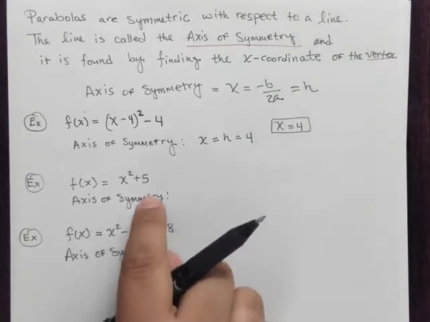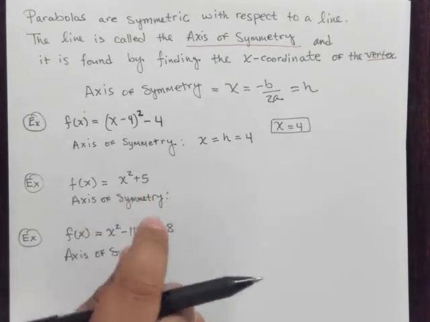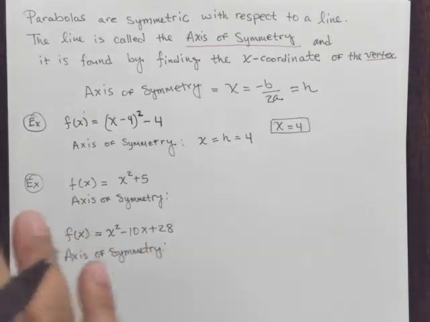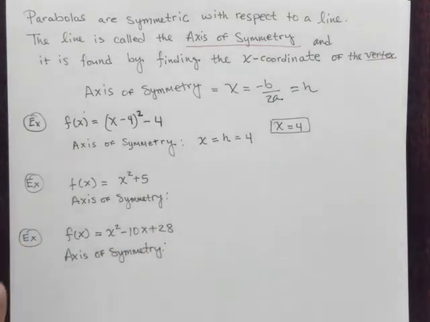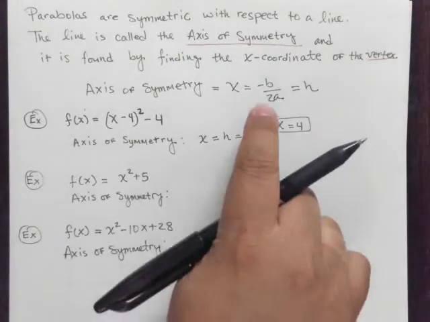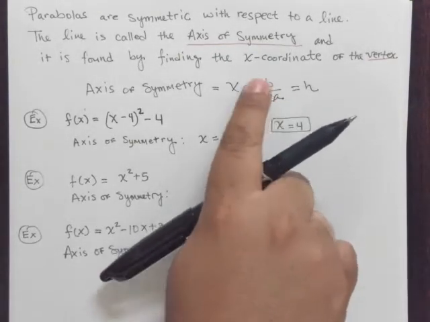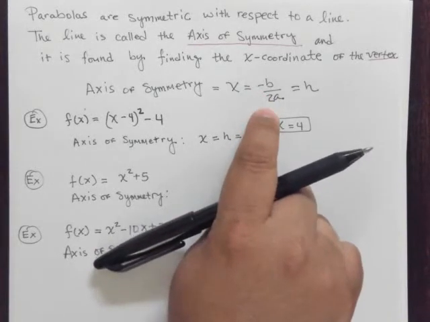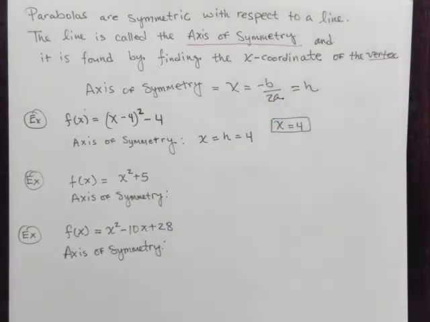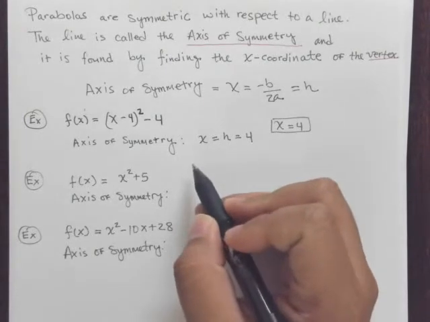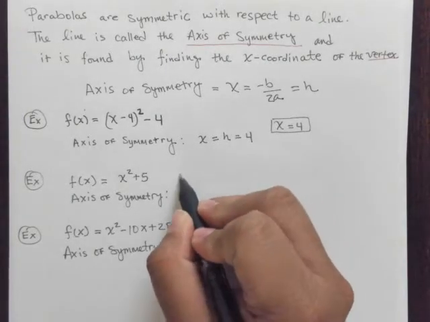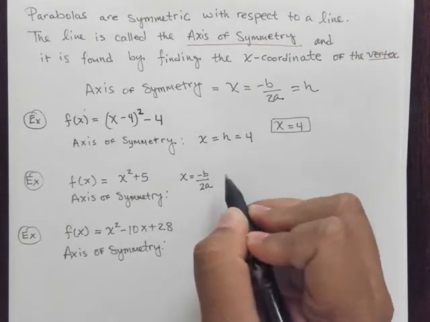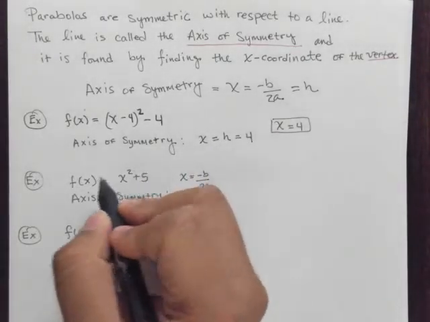But notice this one is not in vertex form, and neither is this one. We're not going to have to complete the square and try to get it into vertex form. That would be too much work, not when we have this shortcut. This is the left-hand side of the quadratic formula, the opposite of b over 2a. So if x equals opposite b over 2a, then let's list what a and b are.